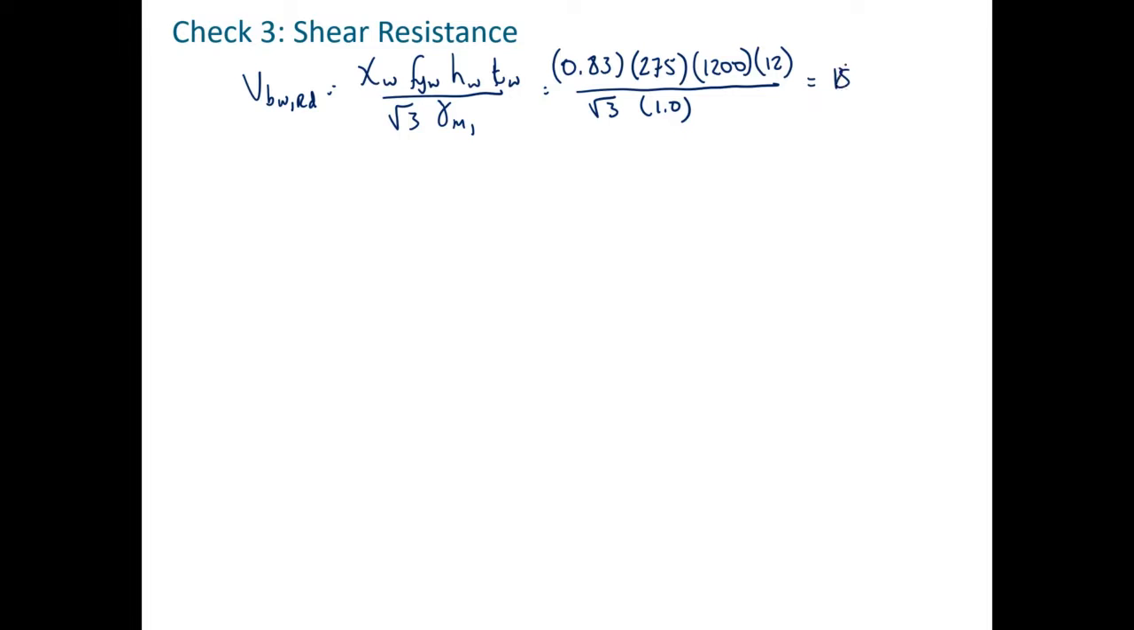Put all that in, we get 1898 by 10 to the power 3 newtons. So we get the shear buckling resistance of the web is equal to 1898 kilonewtons.